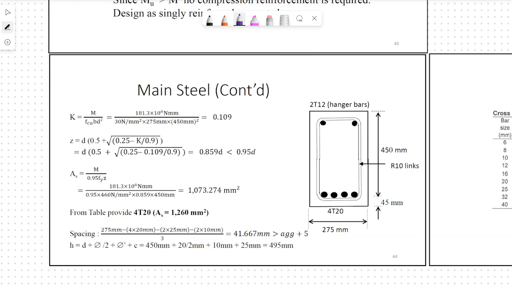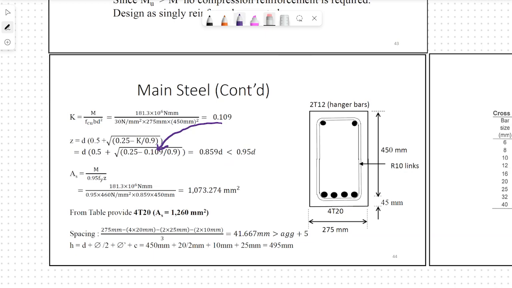K equals M over FCU BD square. Substitute the value of maximum bending moment, which is 181.3 times 10 power of 6, FCU 30, B 275 and D 450 to the power of 2. You get 0.109, and just put it in the formula for lever arm Z. So substitute the value of K as 0.109. Then you will get 0.859. So we get that it is less than 0.95 D.